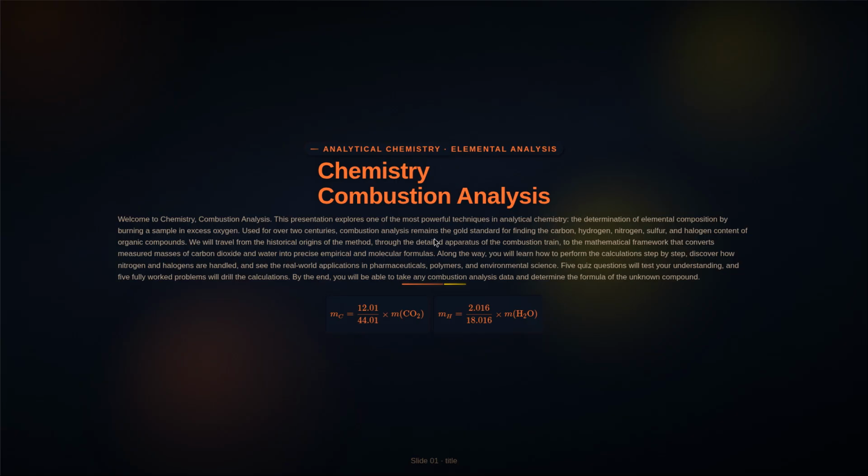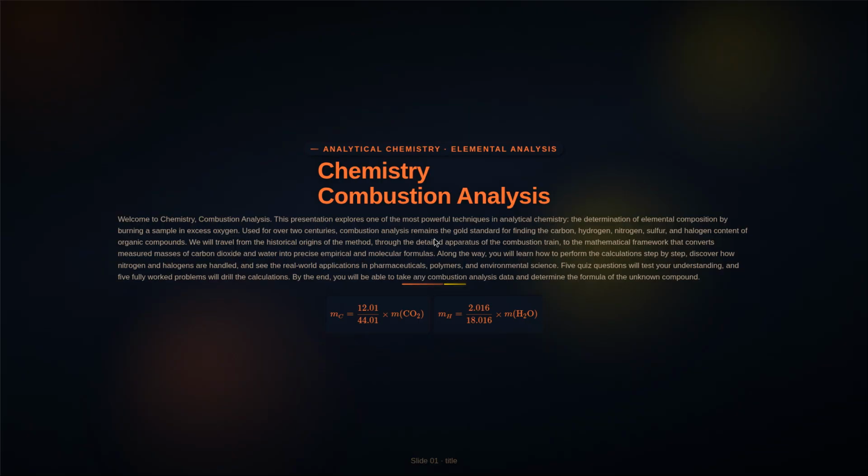We will travel from the historical origins of the method through the detailed apparatus of the combustion train to the mathematical framework that converts measured masses of carbon dioxide and water into precise empirical and molecular formulas. Along the way, you will learn how to perform the calculations step by step, discover how nitrogen and halogens are handled, and see the real-world applications in pharmaceuticals, polymers, and environmental science.